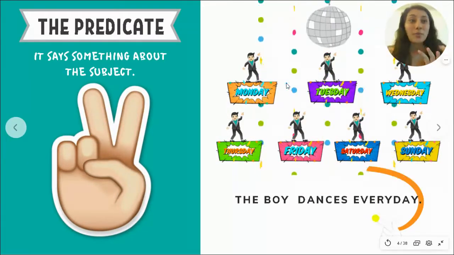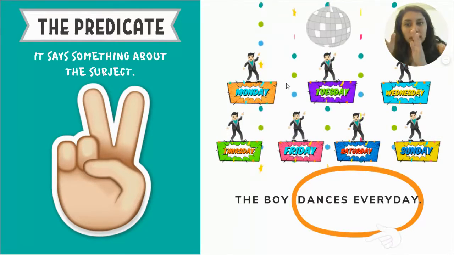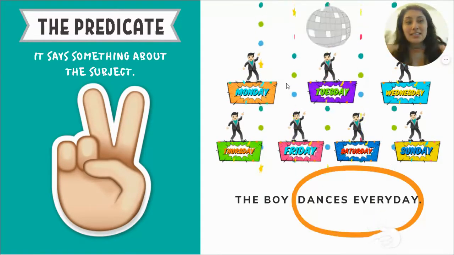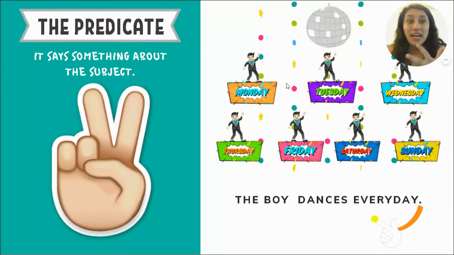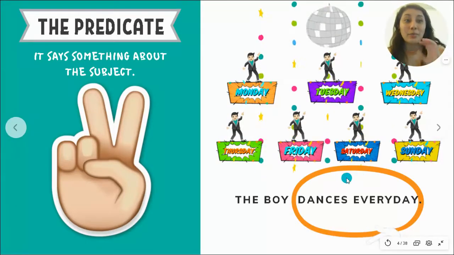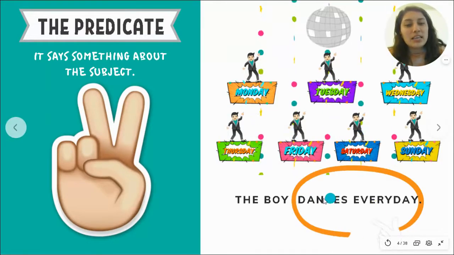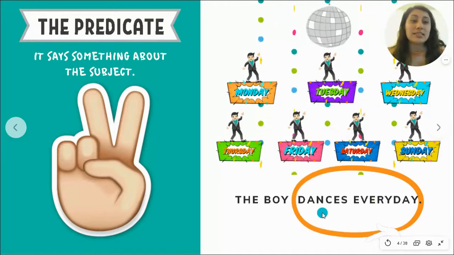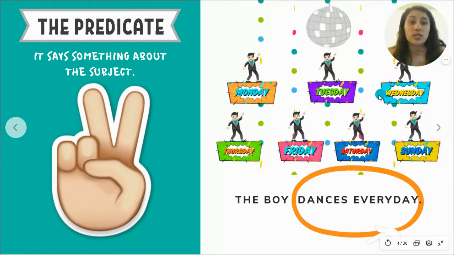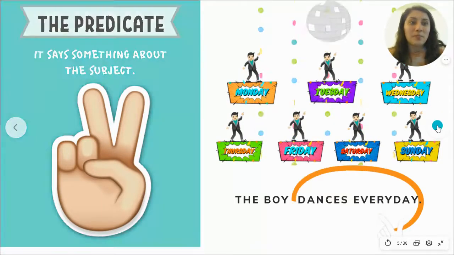We also have this other part of the sentence that is the predicate, and it says something about the subject. So we already have the protagonist or the doer of the action, and then the predicate says what is going on with this protagonist, okay? Or with this thing or with this idea. So we have usually in the predicate the verb and some more information. For example, in this case, the predicate is dances every day. So there we have more info about the subject that was the boy. And we know that he dances on Monday, Tuesday, Wednesday, and so on.